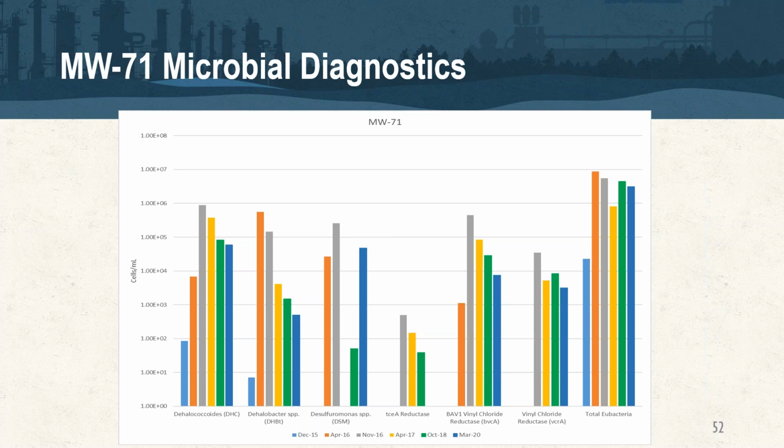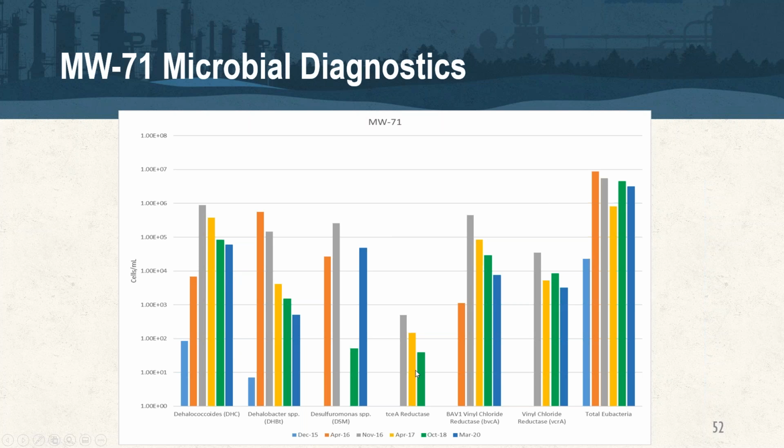And I mentioned the microbial diagnostics data. On this site, they've been monitoring really since the beginning. December of 15 was baseline samples, and you can see here that's this light blue. Really low population, 1 × 10⁻² cells per mil for DCE, and ideally you're up in this 10⁴ range, which we've been able to sustain since we did the application.